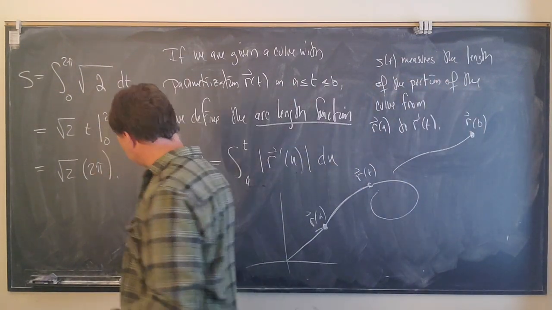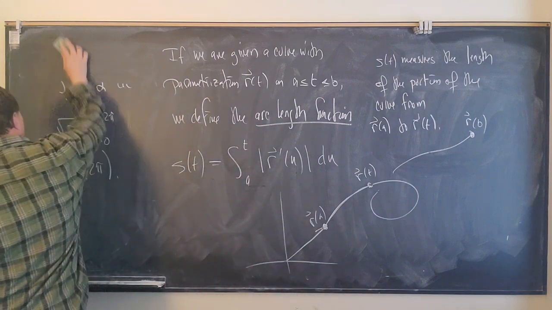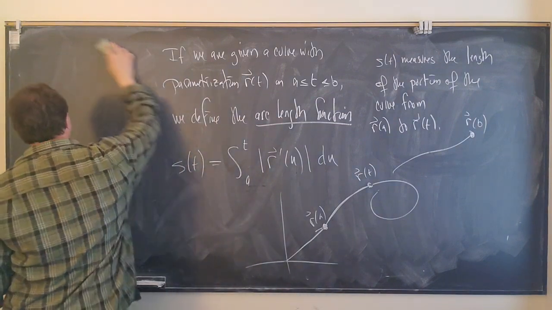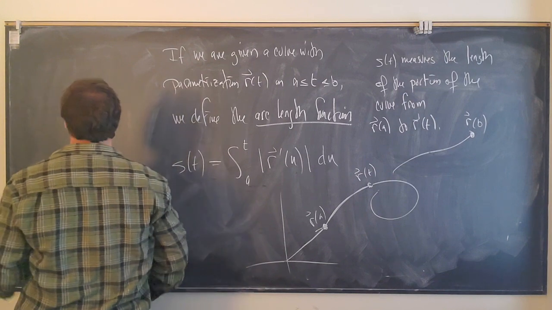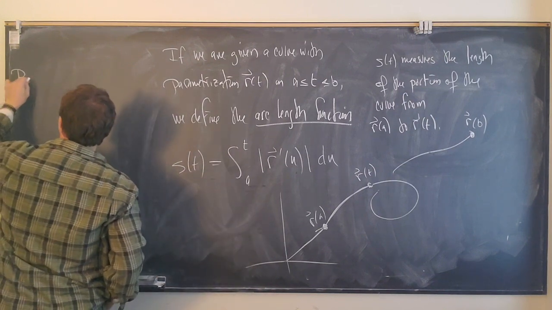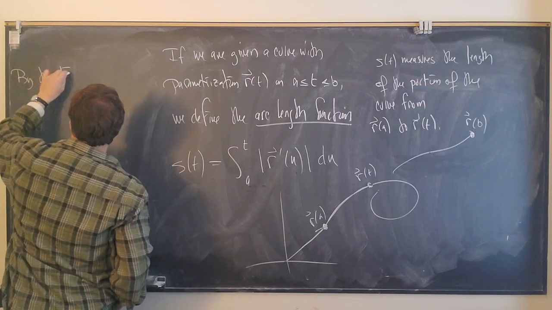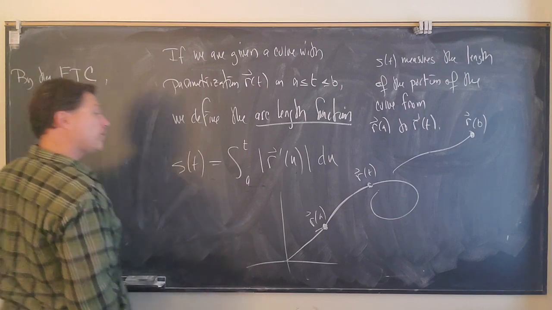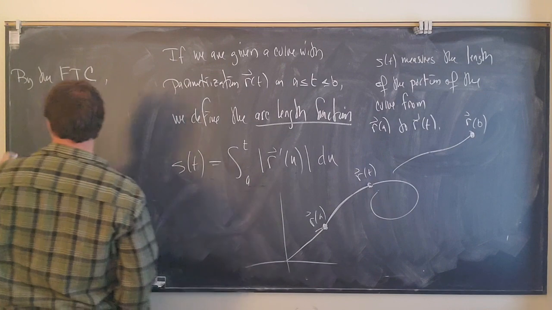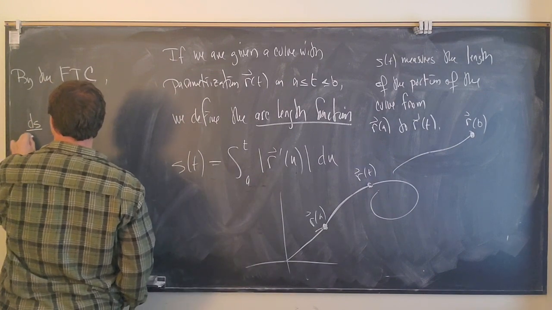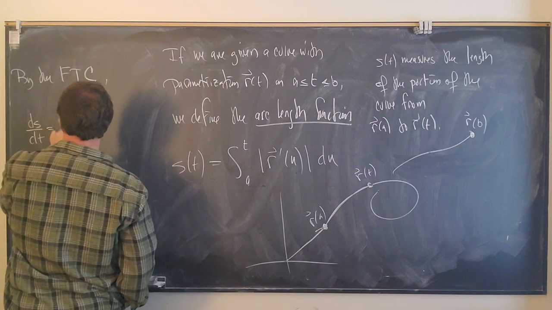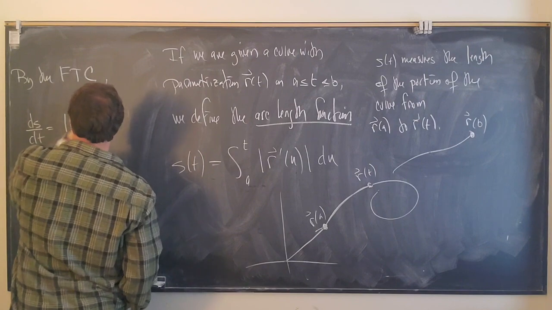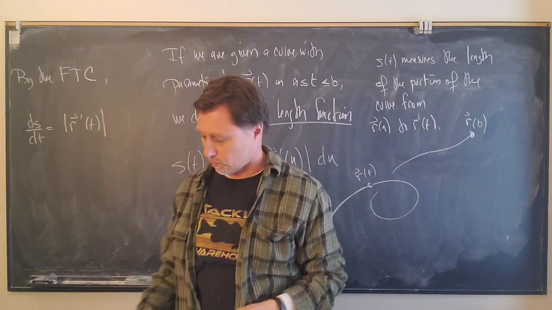Now, if you apply the fundamental theorem of calculus, I'd like to take the derivative. So by the fundamental theorem of calculus, the derivative, so this would be ds dt, is equal to the length of the velocity vector, or length of the derivative.